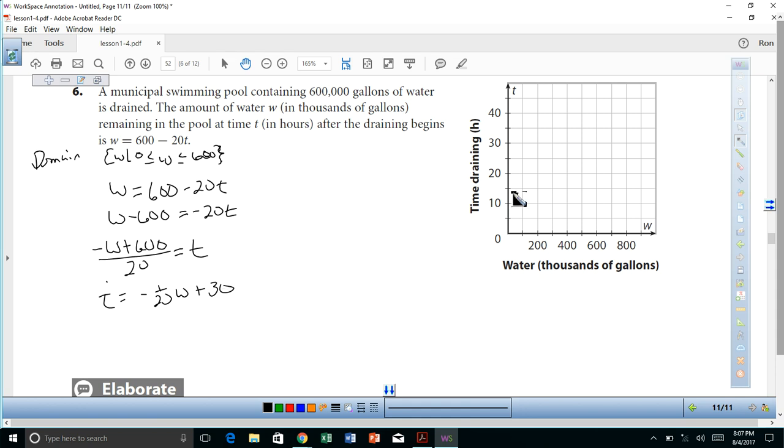Now let's graph that. So let's find 30 on here. 30. And we know there was 600 gallons, so there we go. And then we'll draw our line. There we go. The inverse function gives the time in hours the pool has been draining as a function of the amount of water in thousands of gallons remaining in the pool.